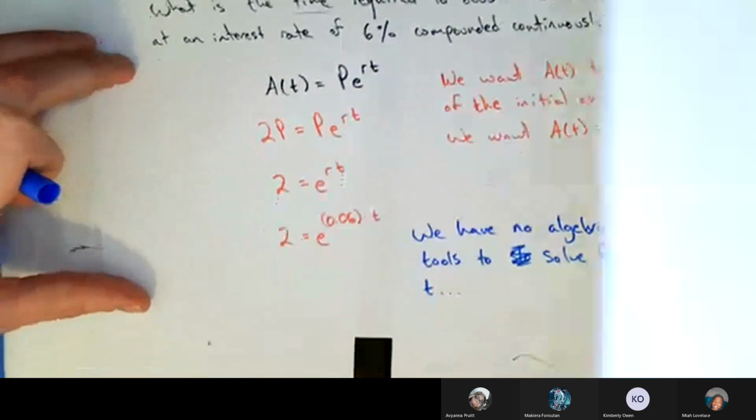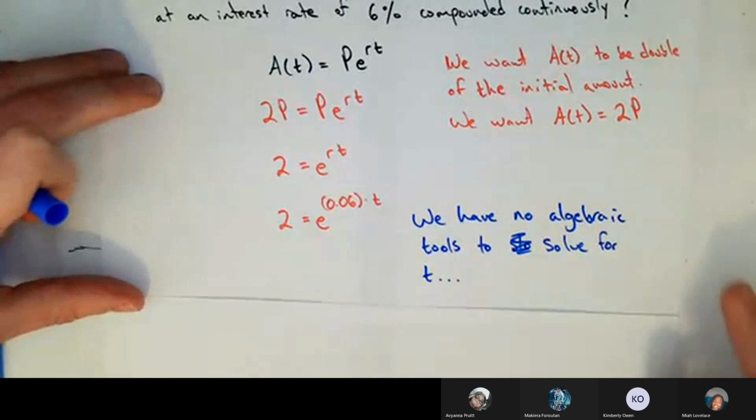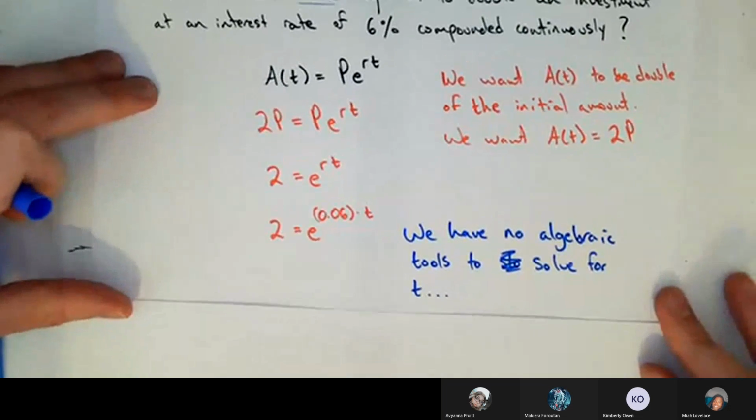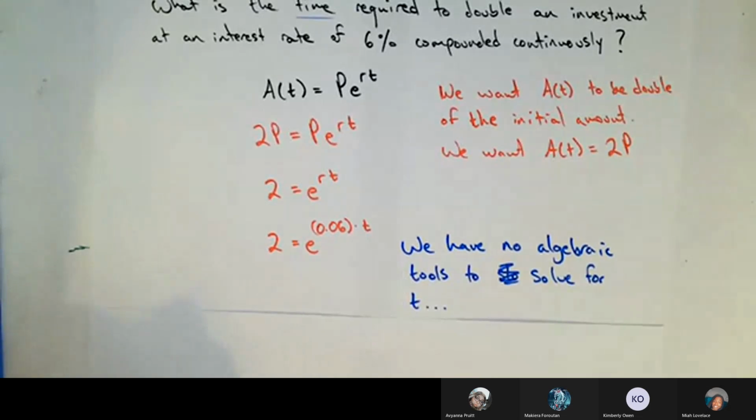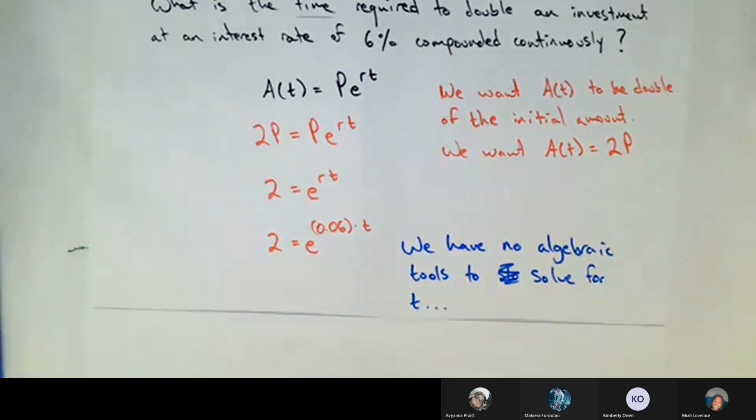We have no algebraic tools to solve for t. When I say algebraic tools, I mean something like dividing by 2, something you could describe and write down on paper. We have no tools to do this. This is the motivation for section 4.3. Logarithms are going to be that new tool that we introduce in order to solve for things that are buried up in an exponent position.